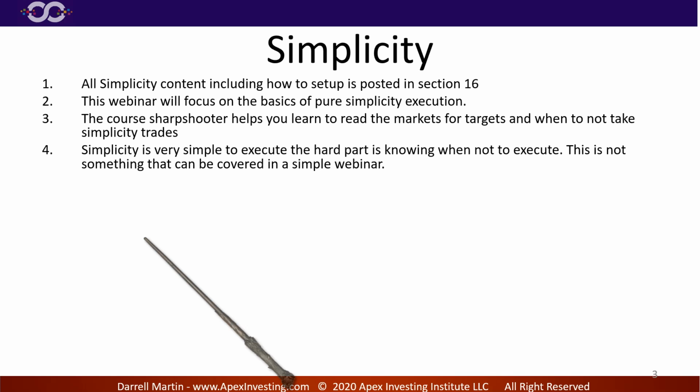Simplicity is really simple to execute. It's really easy. The hardest part, just like any trading strategy, is knowing when not to execute. So this is not something that I can cover every scenario for in this webinar. Again, that is covered more in the Sharpshooter course. An example would be if the market is just choppy, like this morning in the trade room, I literally said everybody should sit on your hands right now and wait for the market to get better. And then later it got better and we did some great trades.